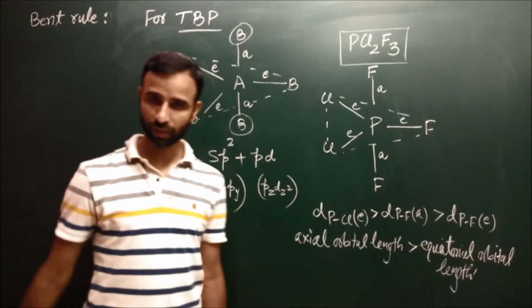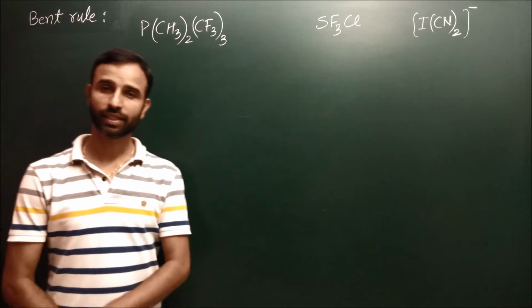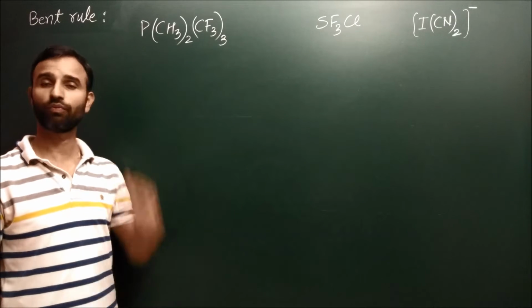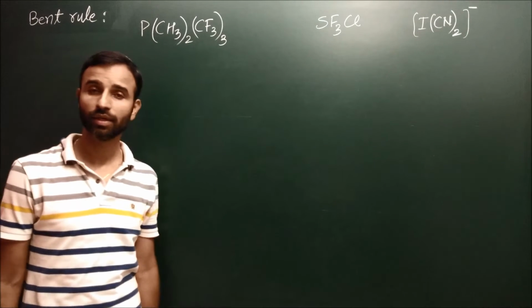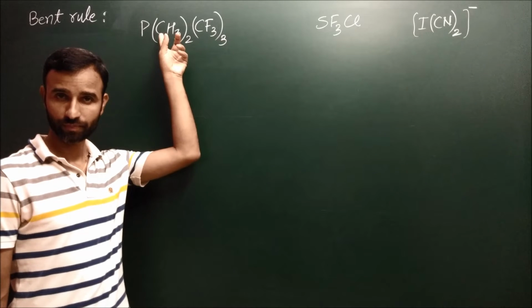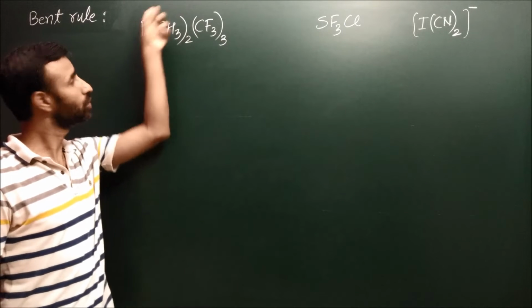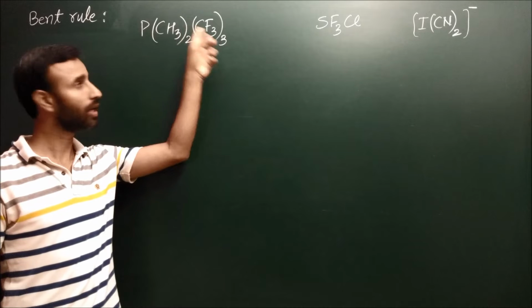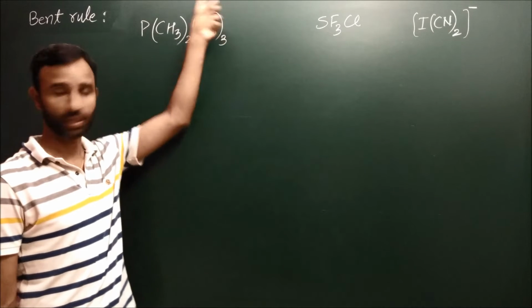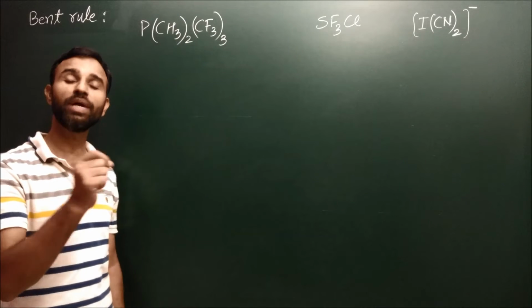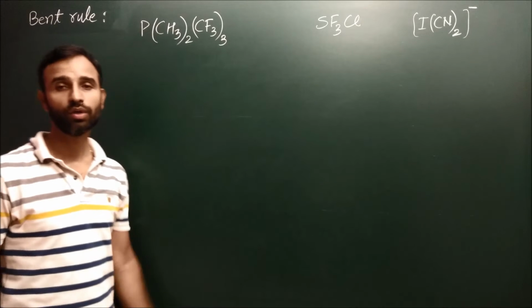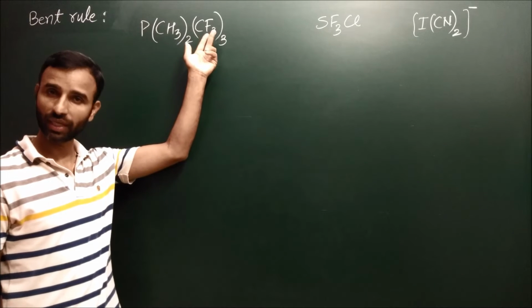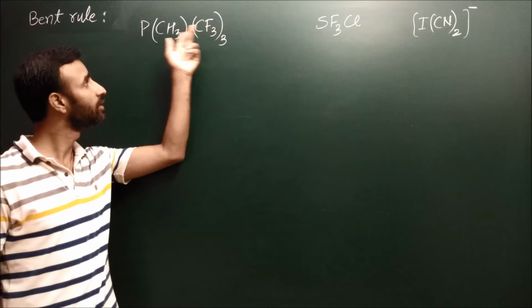Let's take another example. So let us consider these three examples. In the first case, phosphorus has 5 bond pairs, 2 CH3 are attached and 3 CF3. So now we consider group electronegativity. The group electronegativity of CF3 is greater than CH3.